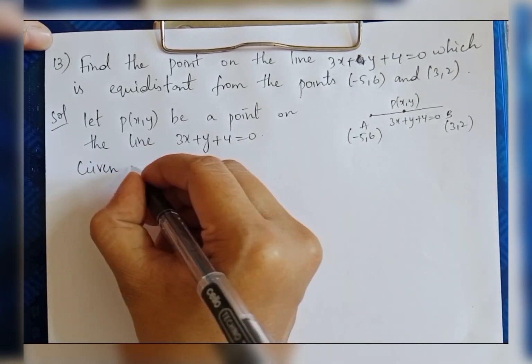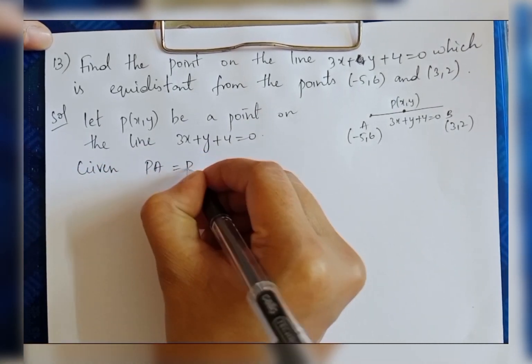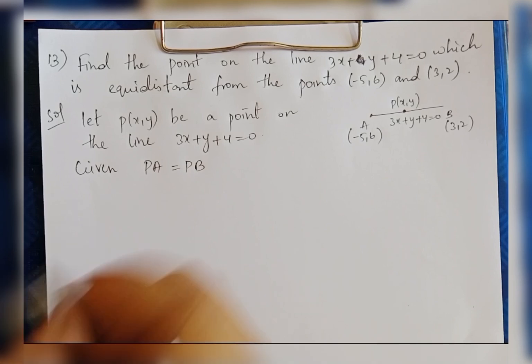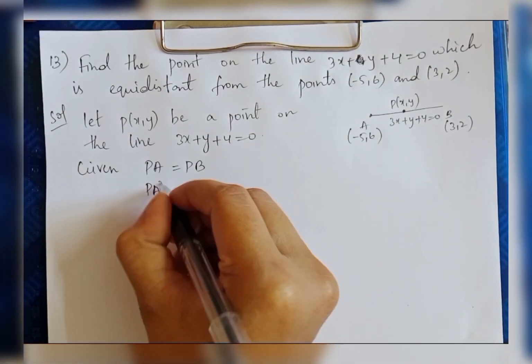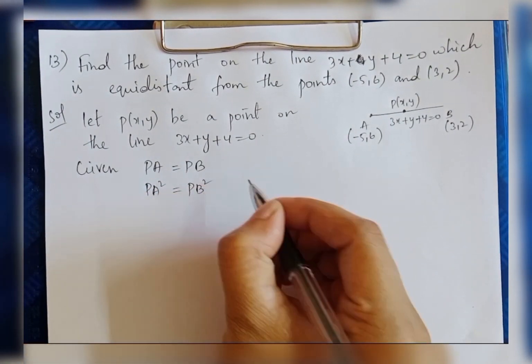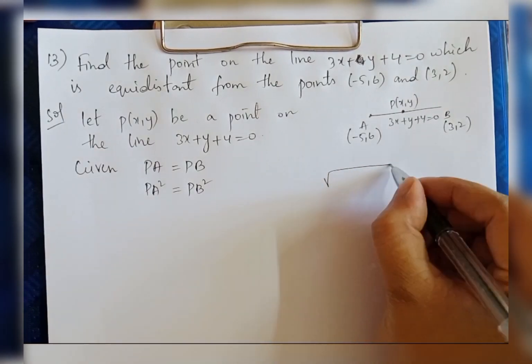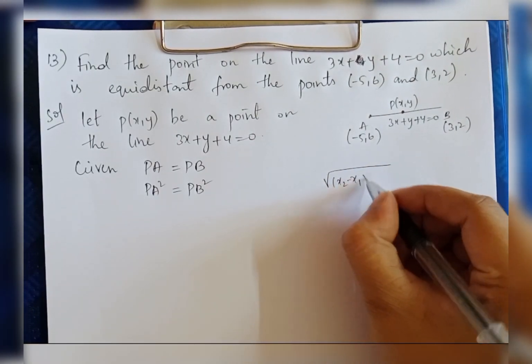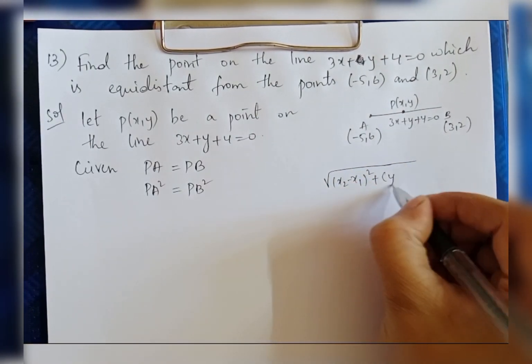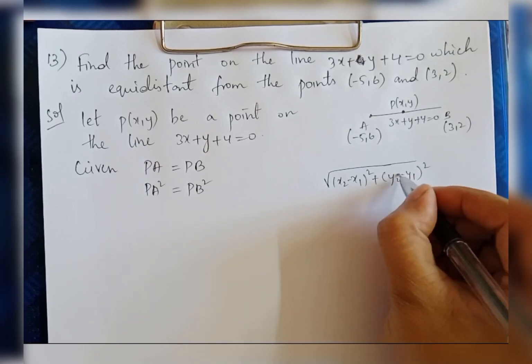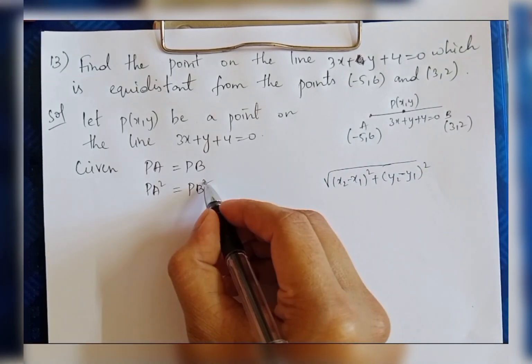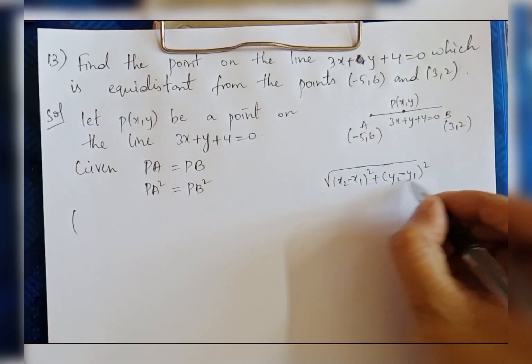The condition is equidistance, so it is PA equals PB. Squaring on both sides, PA square is equal to PB square. Here the distance formula is root of (x2 minus x1) whole square plus (y2 minus y1) whole square. The root and square get cancelled, so we are only remaining with this factor.